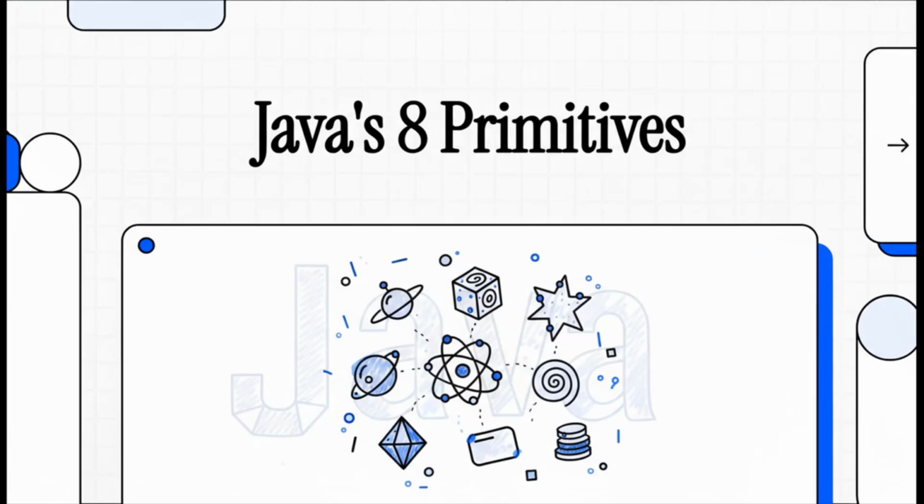Have you ever wondered how your favorite game keeps track of your score? Or how a banking app knows your balance down to the very last cent? Well, it all comes down to a few simple, really fundamental building blocks in the code. Today, we're diving into the absolute bedrock of Java, the 8 primitive data types.